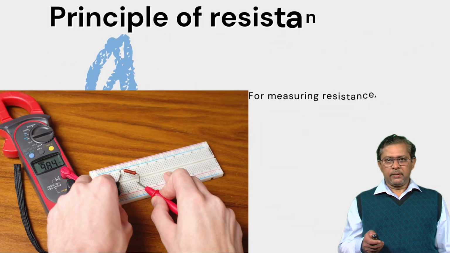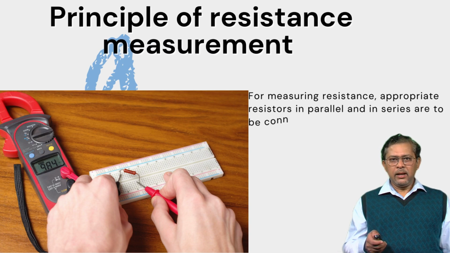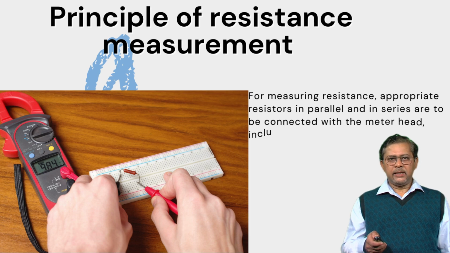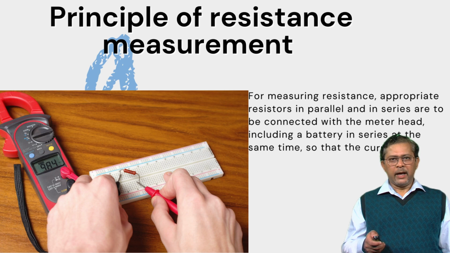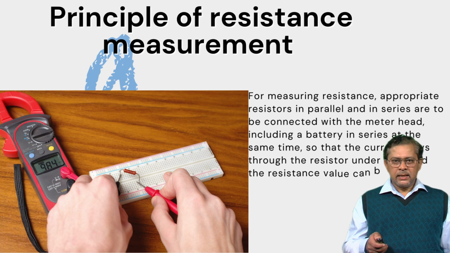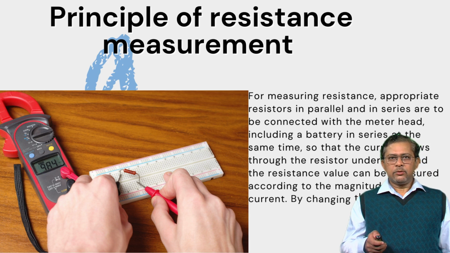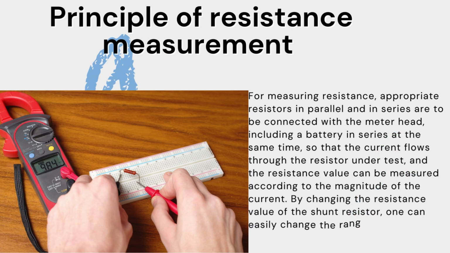Number 4 is the principle of resistance measurement. For measuring resistance, appropriate resistors in parallel and in series are to be connected with the meter head, including a battery in series at the same time, so that the current flows through the resistor under test and the resistance value can be measured according to the magnitude of the current. By changing the resistance value of the shunt resistor, one can easily change the range of the resistance.